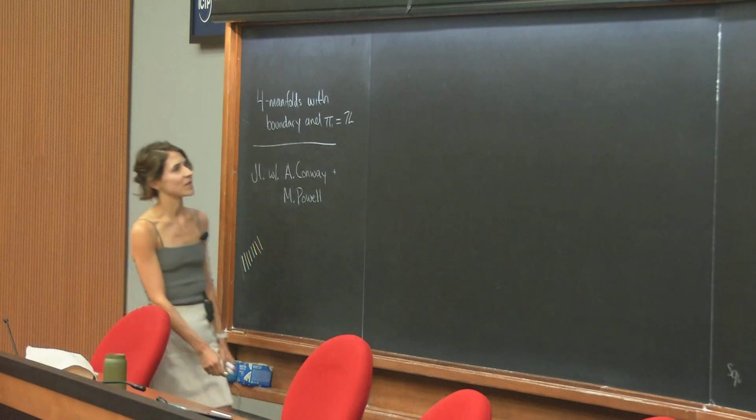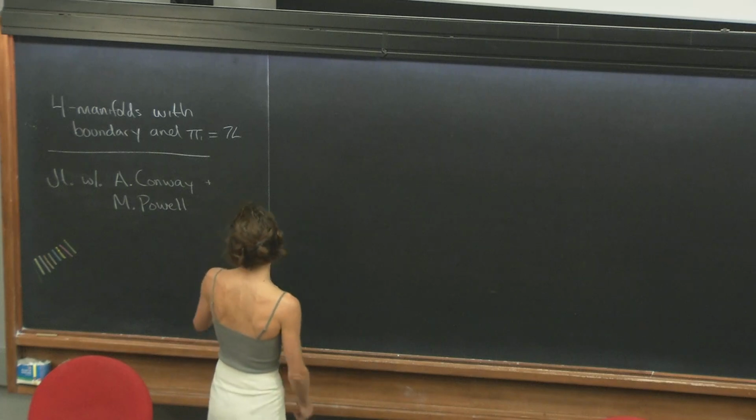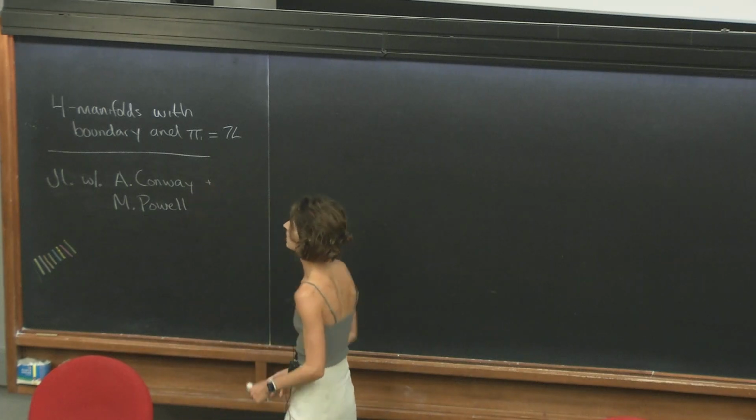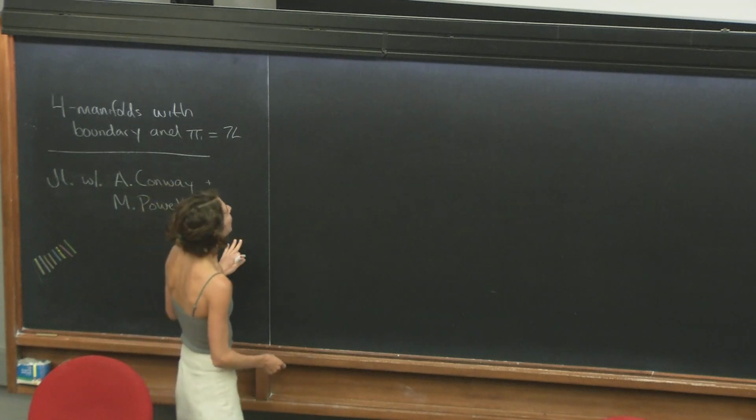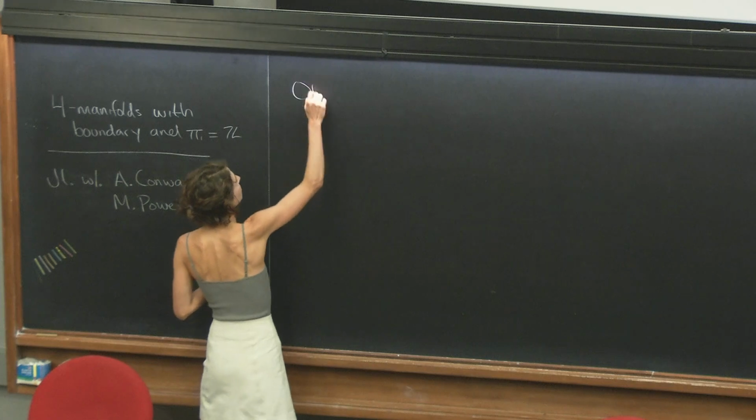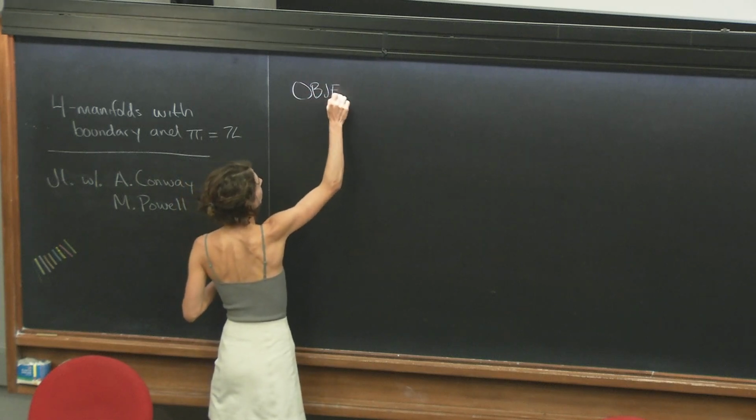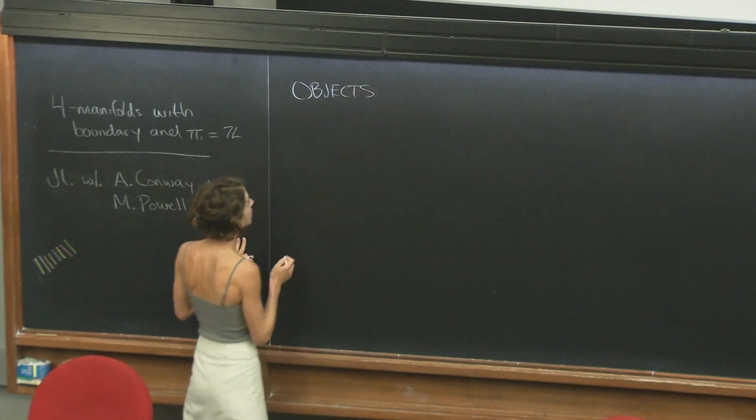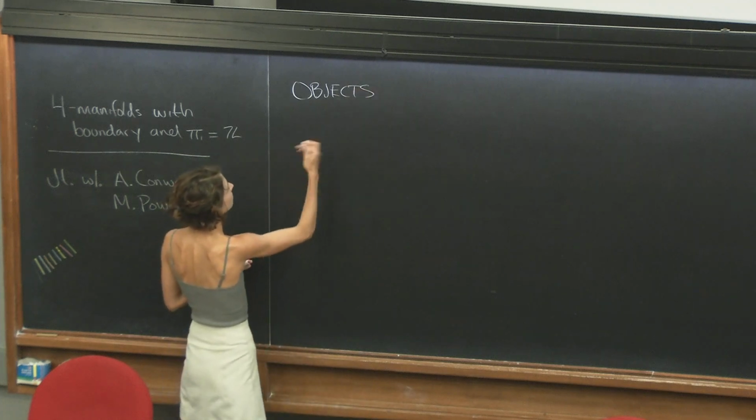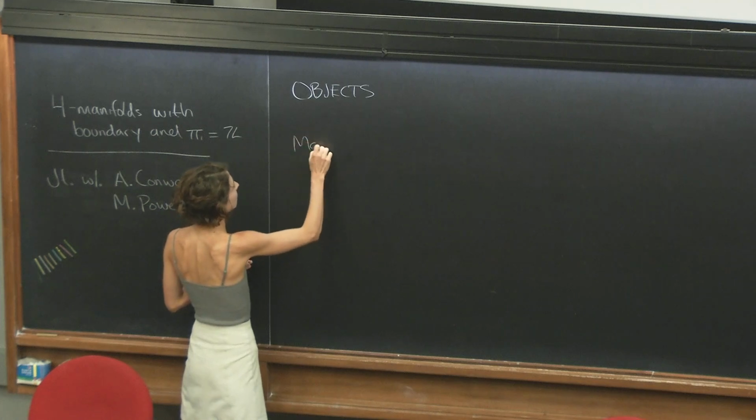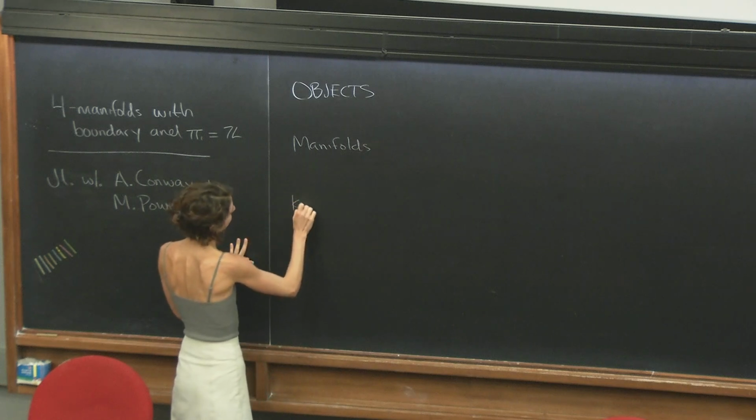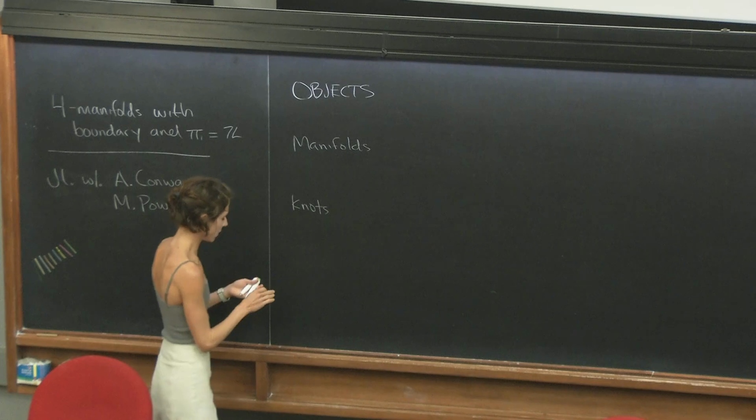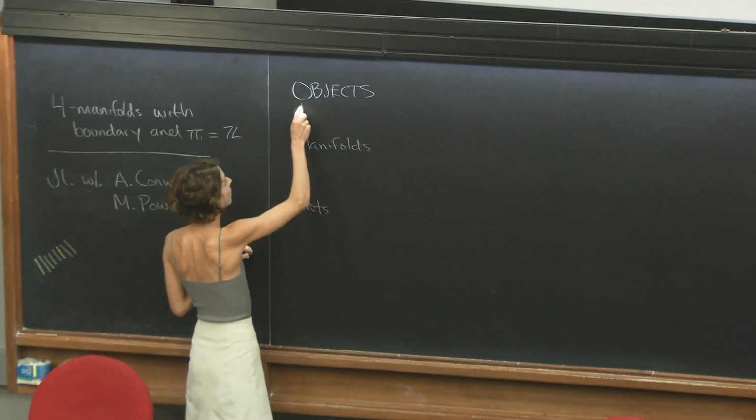Let me tell you what this talk is going to be about. It's going to be entirely about some work that's joint with Anthony Conway and Mark Powell. What we're going to study is some objects which, well, are not very original. I'm going to study a little bit about manifolds and a little bit about knots in them. But the context I'm going to be working in is that the dimension will be 4.